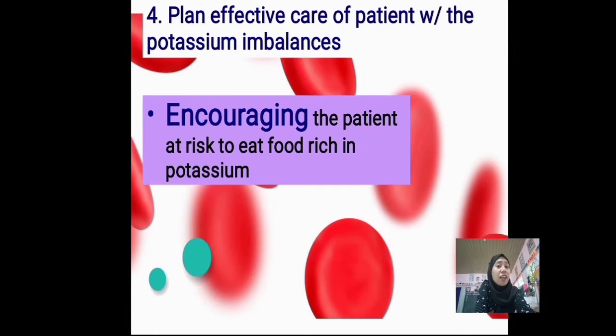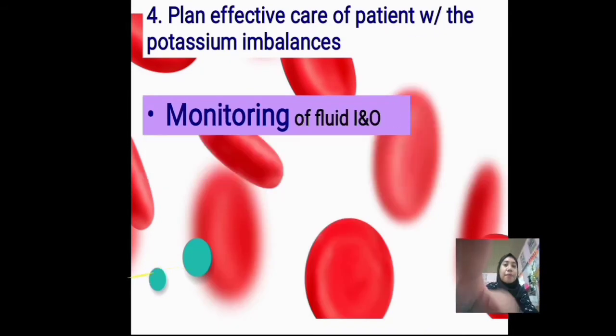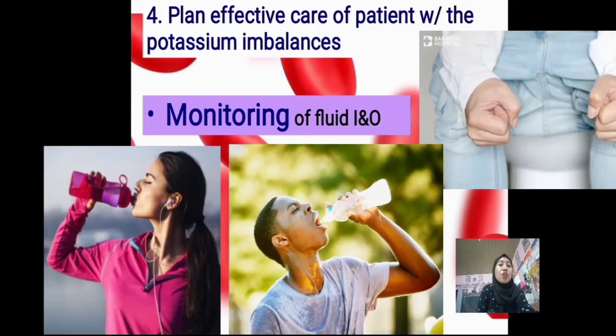So, dapat encouraging natin yung patient at least to eat food rich in potassium. So, mga banana, orange, fruits, ganyan. So, dapat din i-monitor yung fluid input and output. Dapat i-monitor din natin yung input, yung pag-intake natin ng fluid, at saka yung output, yung paglabas ng fluid. So dapat i-monitor din natin 'yon para malaman natin yung level.